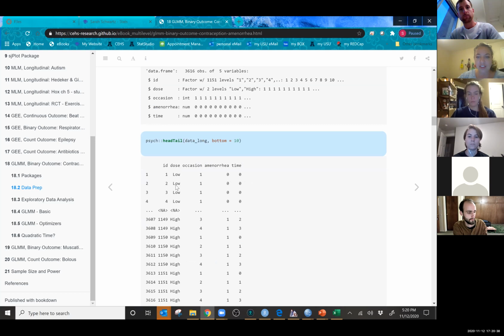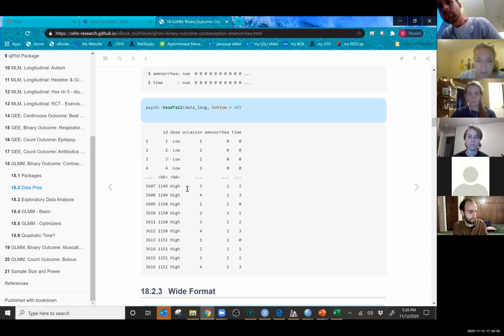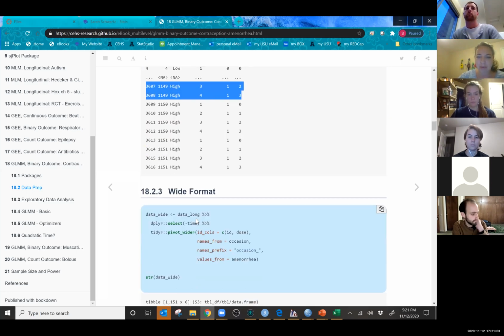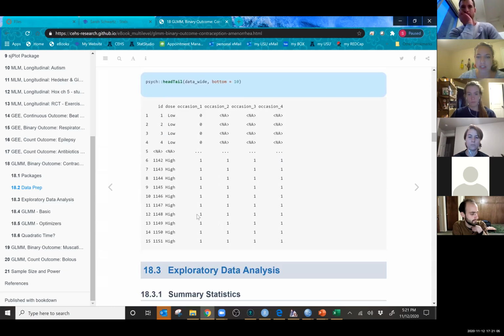So this is how the data set looks now. Person number 1 only has occasion 1, which is time 0. Occasion is 1, 2, 3, 4. Time starts with 0, 1, 2, 3. What about person number 4? Okay. What about person 1149? They came twice. So here's all our people. And then I made it to wide form to get us some descriptives.